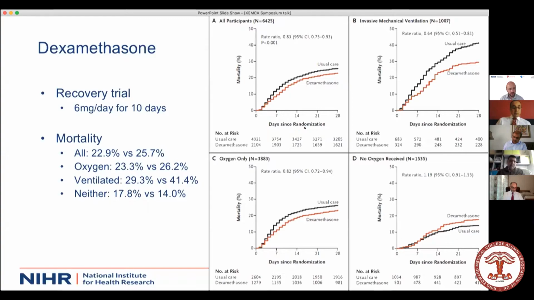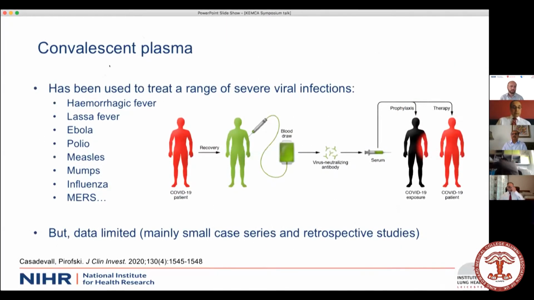So I think this is a really interesting trial, and just stunning that such a cheap, readily accessible drug makes such a big difference. If we now move on to some areas which perhaps have a little bit less evidence, convalescent plasma has been around for many years. People have done it, and people have done it for many different conditions. And it's very easy to do.